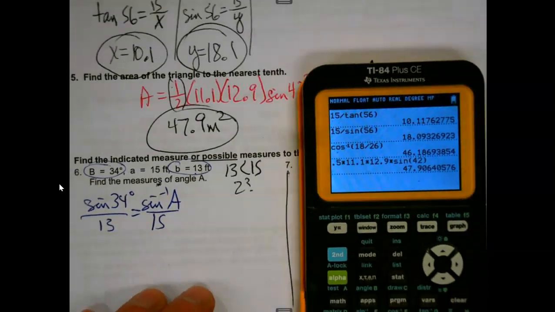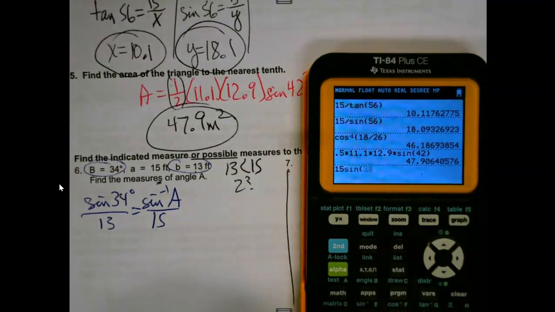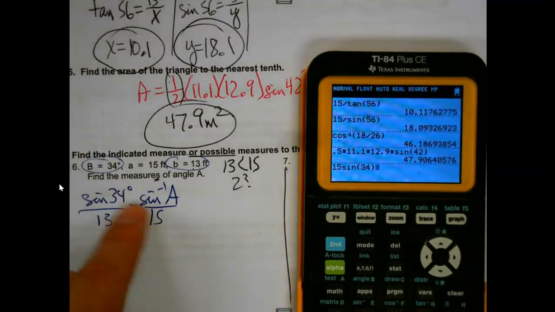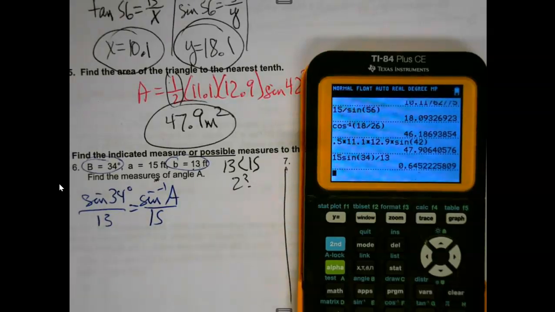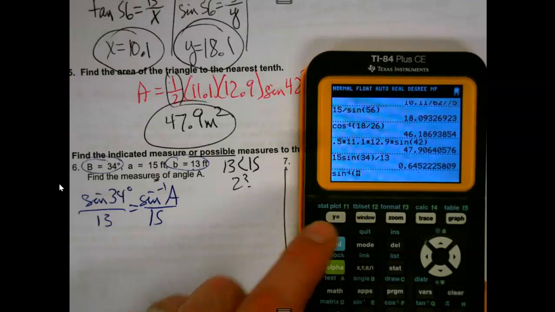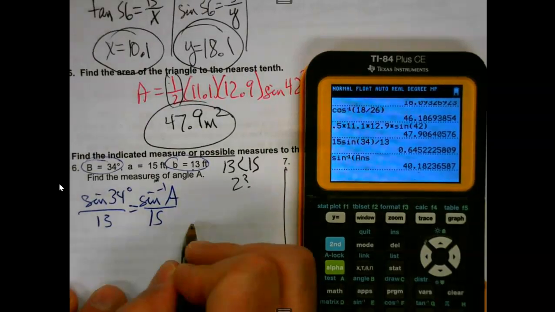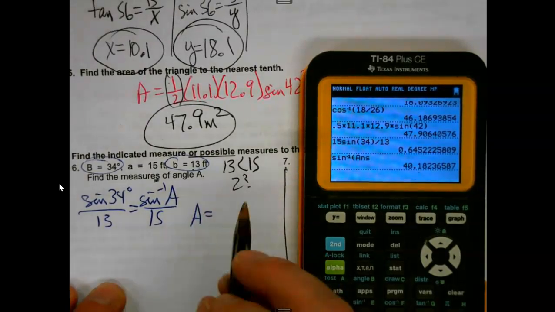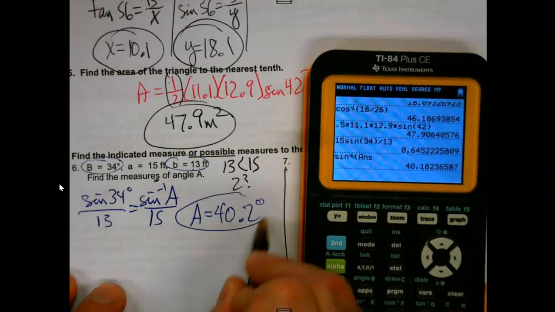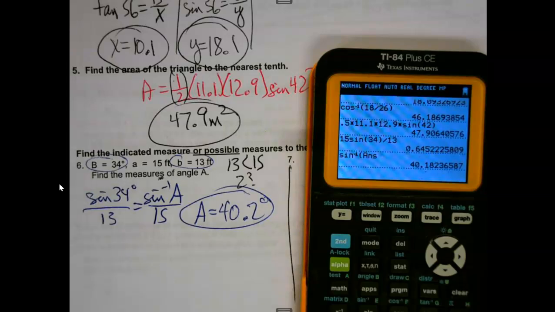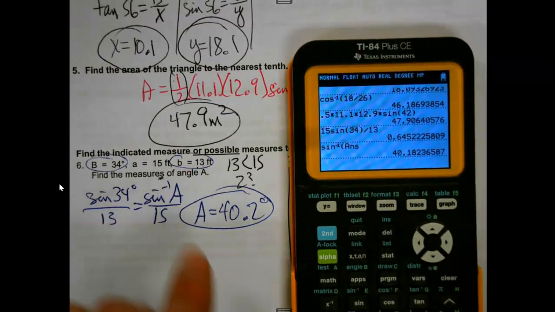So let's see here. 15 sine of 34. There's my diagonal without A. Divide by the diagonal with A, and take its inverse. So A number 1 would be 40.2 degrees.